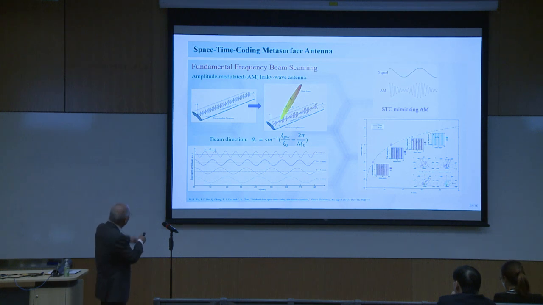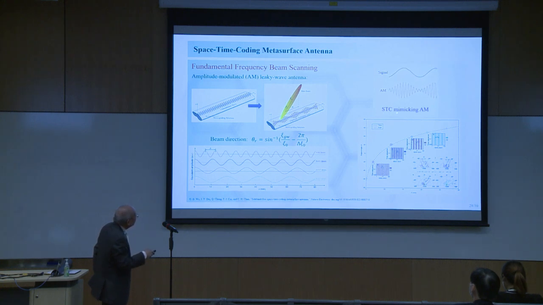Now, this is actually based on an invention that we made on the so-called amplitude modulated leaky wave antenna. We actually modulate the physical aperture of the antenna. But by making use of this space-time coding, we mimic the spatial modulation, but we use software to control the biasing of the matrices so that we can have a different radiation at different directions.